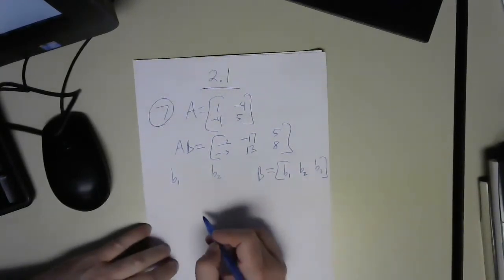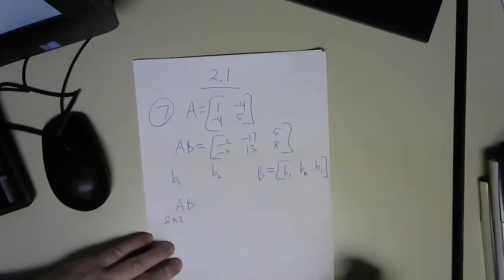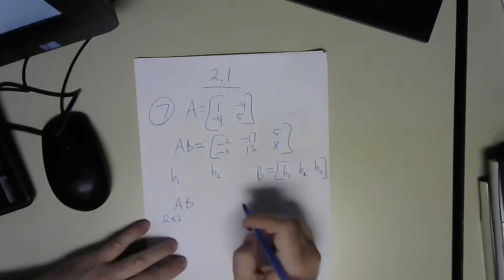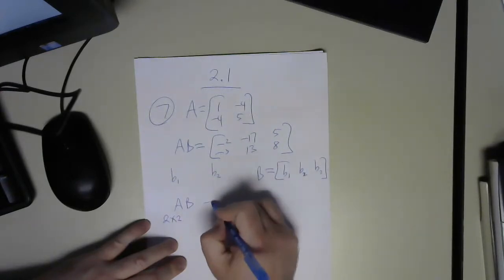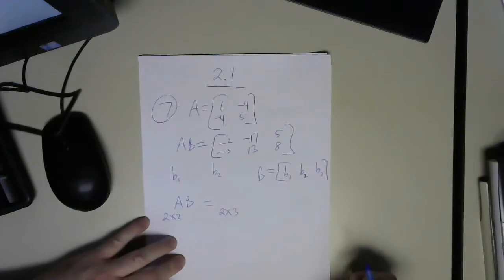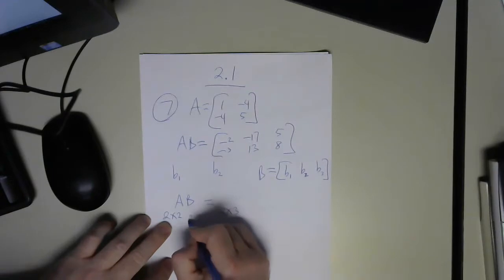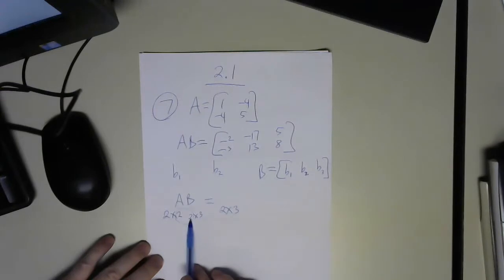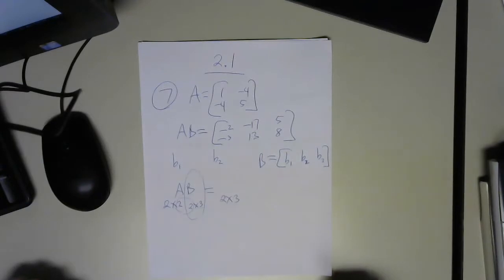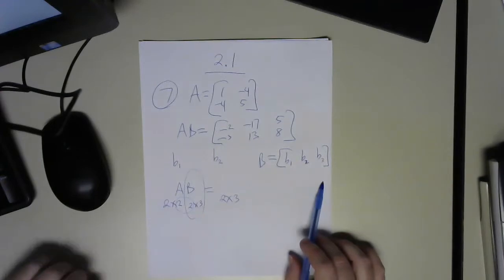And by the way, let me just say something about sizes. A times B. Well, A is a 2 by 2 clearly. And notice that AB is a 2 by 3. So that means B has got to be a 2 by 3. Because remember, when you multiply A and B together, those two numbers have to match up, but the product has got to be a 2 by 3. So that means B has got to be a 2 by 3 matrix. Okay, so that's how I knew I had 3 columns there.